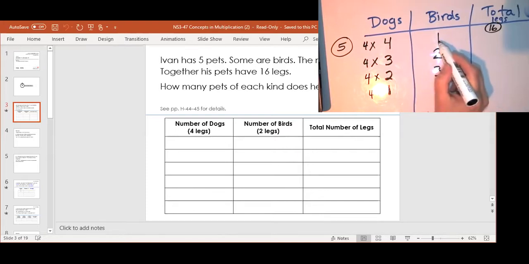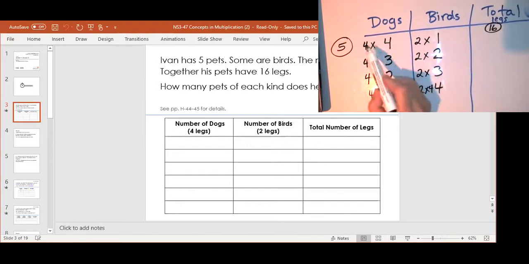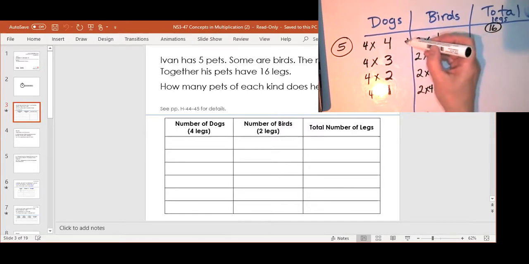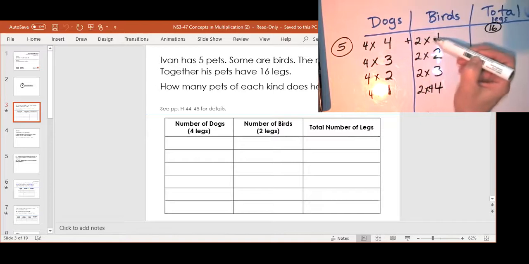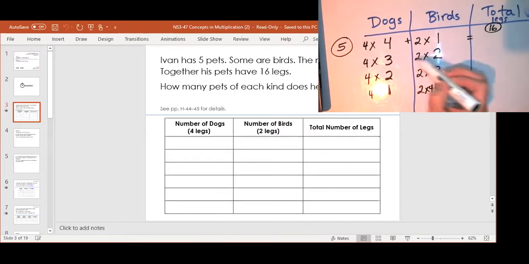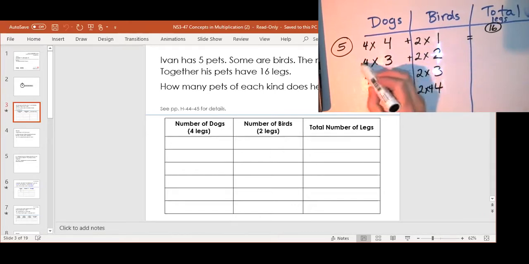And how many legs do birds have? They have 2. So 2 times 1, 2 times 2, 2 times 3, 2 times 4. And we have to add this many legs with this many legs. So where this line is, that's really an adding sign. We're adding the amount of legs here with the amount of legs here. And when we get the answer 16, we know that's the right answer. We know how many dogs he has and how many birds he has. Okay, so all of these are the same. We have to multiply this, and then add them together.